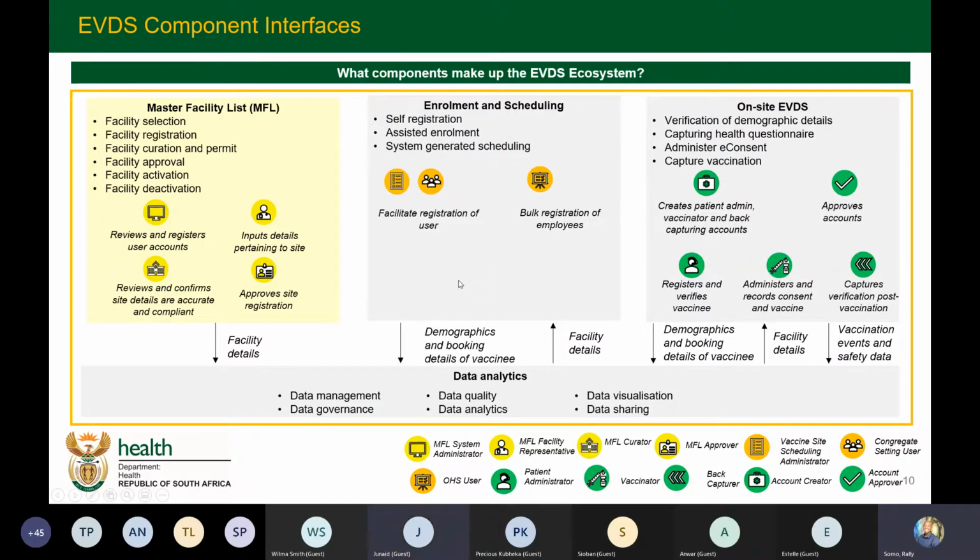This then feeds into the enrollment and scheduling component. As you can see here, the data analytics will feed into the enrollment and scheduling, which speaks to the self-registration or assisted enrollment or system-generated scheduling. And what the enrollment and scheduling component does is capture the demographics and booking details of the vaccinee themselves and push them into the data analytics component of EVDS.